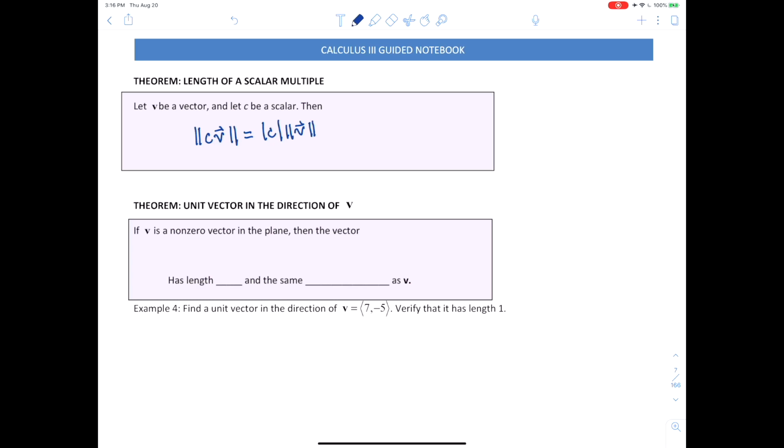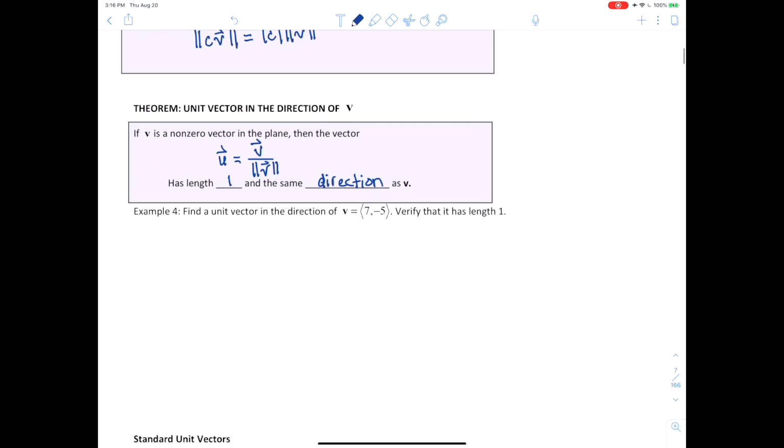And here we go. Another theorem. Unit vector in the direction of V. If V is a non-zero vector in the plane, then the vector U equal to the vector V over the magnitude of vector V has length 1 and the same direction as V, which is very, very useful, all right? So, for example 4, find a unit vector in the direction of this vector V, and then verify it has length 1. So, okay, here we go.